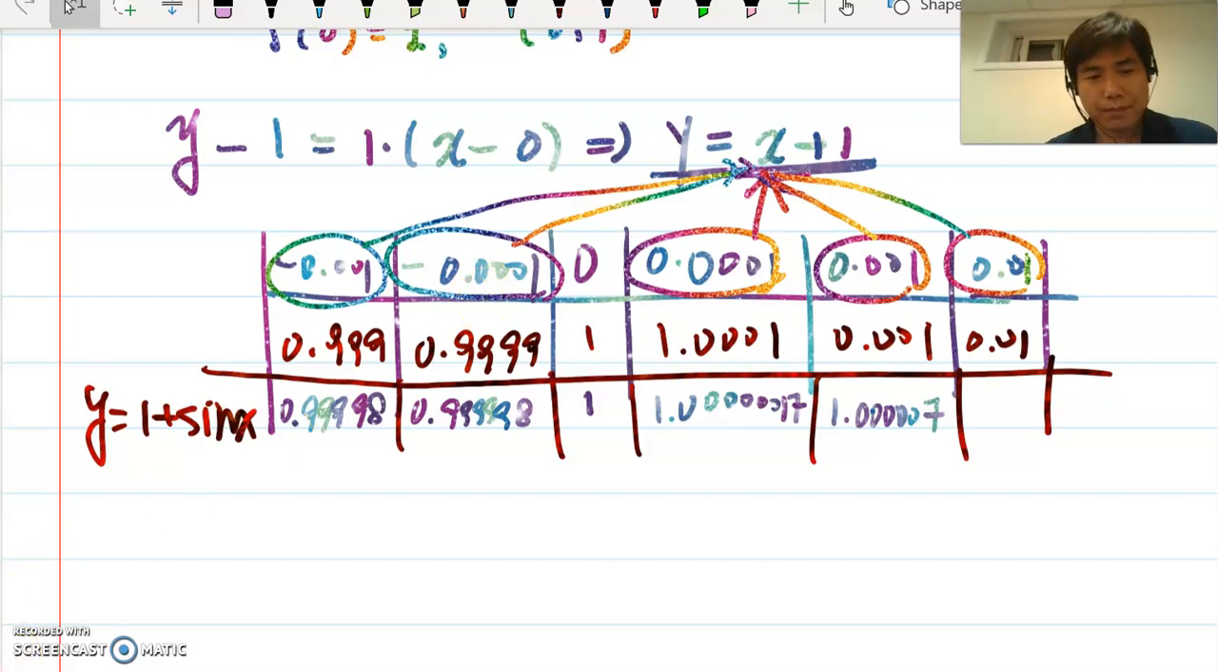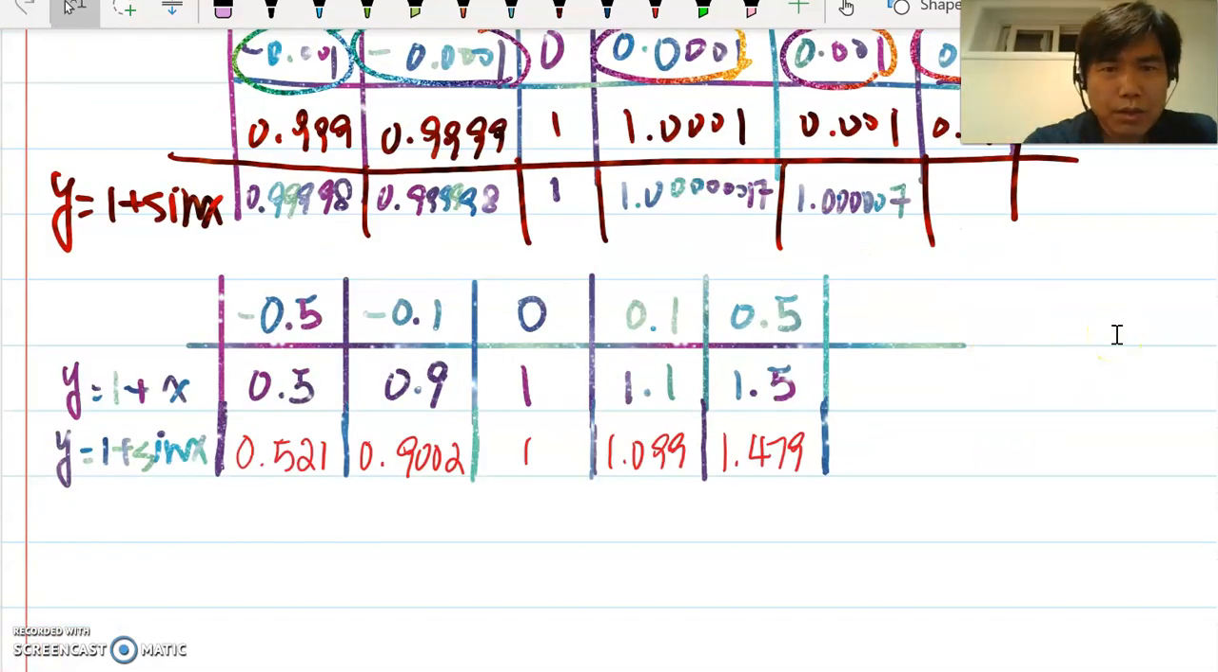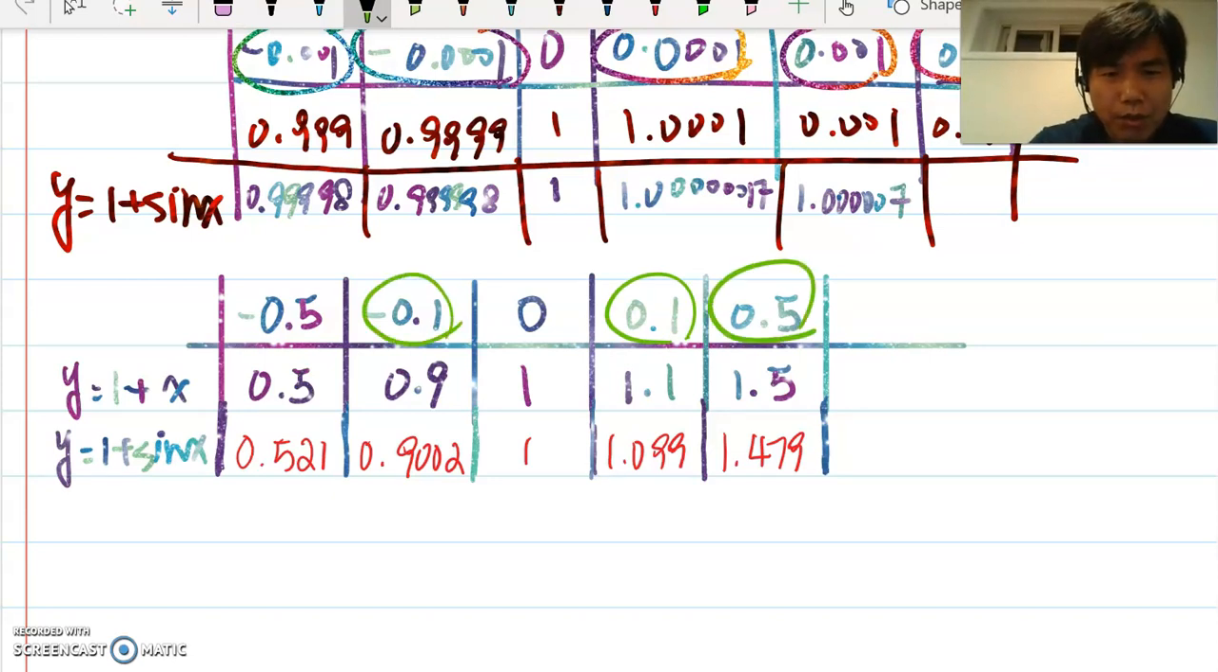Okay. So I chose values a little further away, such as 0.1 and 0.5 and negative 0.1, negative 0.5. When I plug those values into our tangent line equation, I got 0.5, 0.9, 1.1 and 1.5 here.